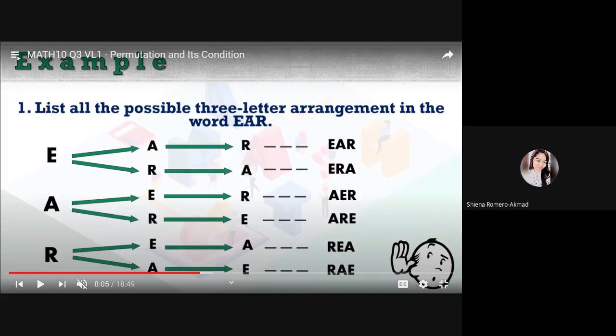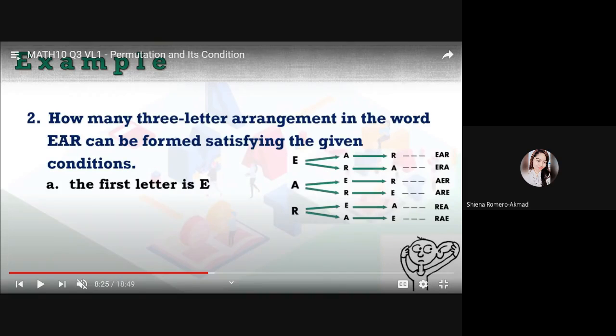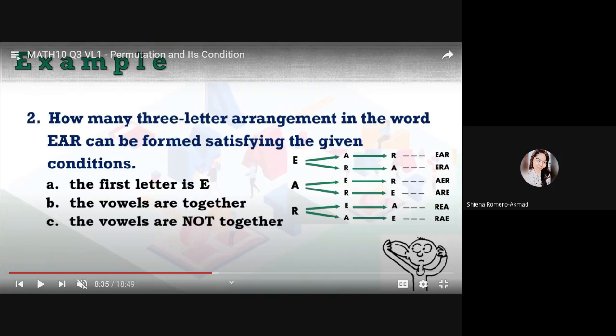Okay. Now, let us proceed to example number 2. Here in example number 2, we are asked how many three-letter arrangements in the word EAR can be formed satisfying the given conditions. Here are the given conditions. For letter A, remember that we have this result earlier in our example number 1, and we will use that to answer example number 2. The first condition is the first letter is E. How many of the following arrangements have E as the first letter?